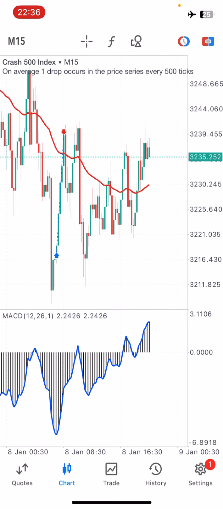Today we're going to be looking at this strategy for beginners. Yes, if you're a beginner and you want to start to make some profits while trading Boom and Crash, this is the strategy for you. It's a very easy beginner strategy that you can use and make some profit.